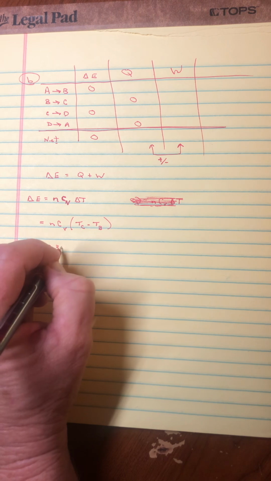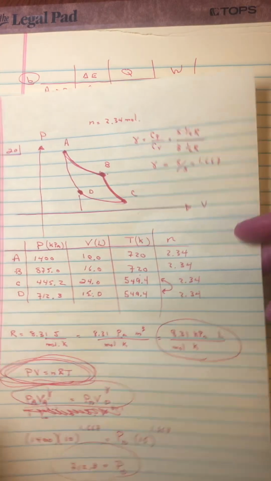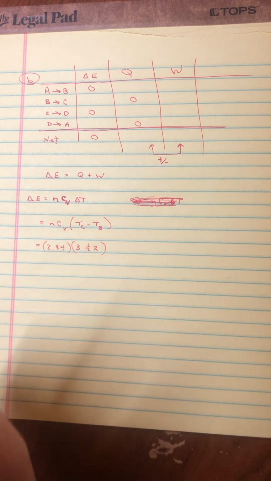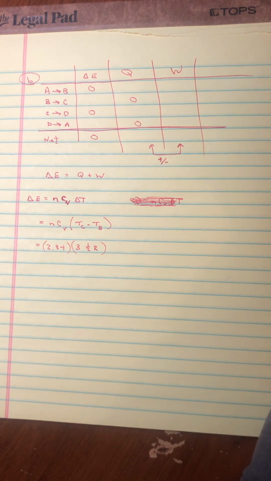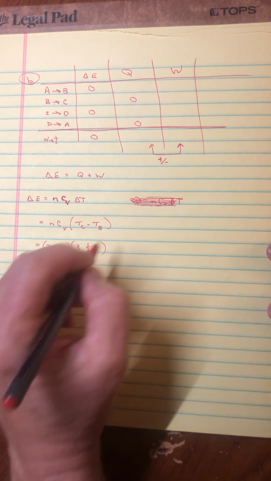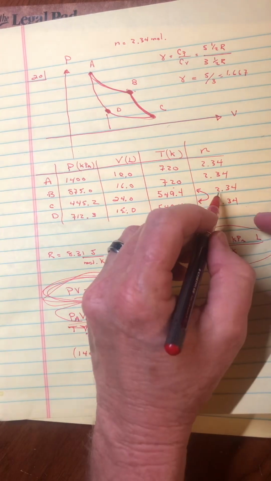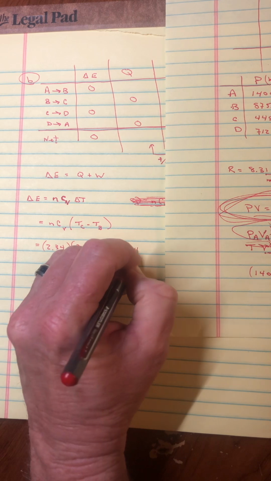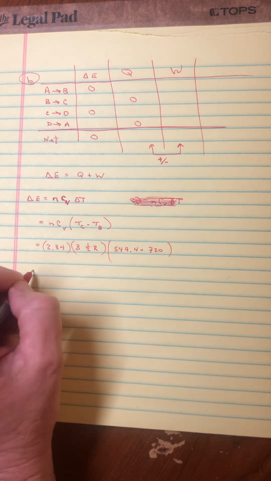And so 2.34 is the number of moles. And as we mentioned earlier, CV would be 3/2 R for the 3 degrees of freedom in our monoatomic gas. And then the temperature at C is 549.4, and it's 720 at B.